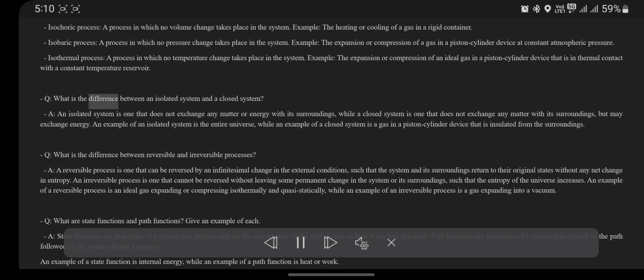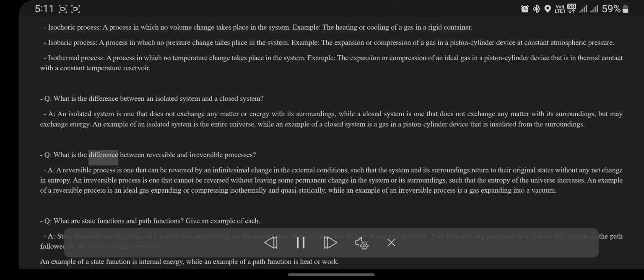Question: what is the difference between an isolated system and a closed system? An isolated system is one that does not exchange any matter or energy with its surroundings, while a closed system is one that does not exchange any matter with its surroundings, but may exchange energy. An example of an isolated system is the entire universe, while an example of a closed system is a gas in a piston cylinder device that is insulated from the surroundings.